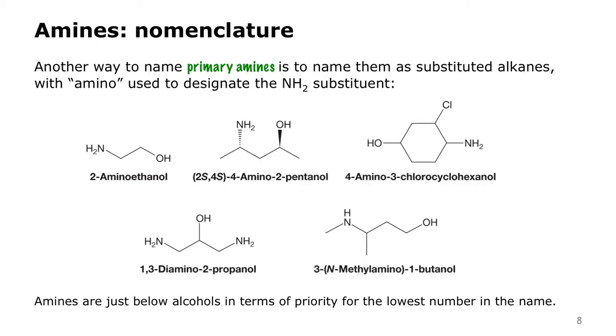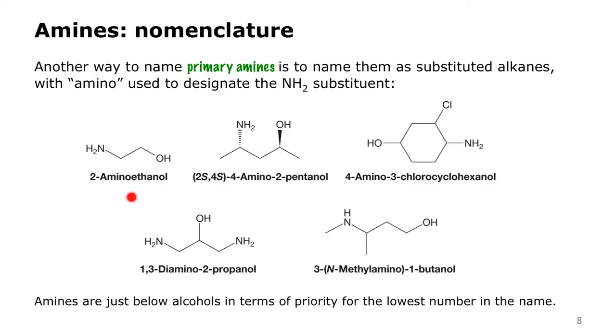Another way to name primary amines is to name the NH2 group as a substituent. And the cases where you would want to do this is when there's a higher priority substituent that dominates the name. Alcohols, according to IUPAC, have a higher priority than do NH2 groups. So if you have both an NH2 group and an OH group in the molecule, IUPAC says we're going to derive the base name of that compound, the ending of this, as if it were an alcohol, and the NH2 group becomes a substituent.